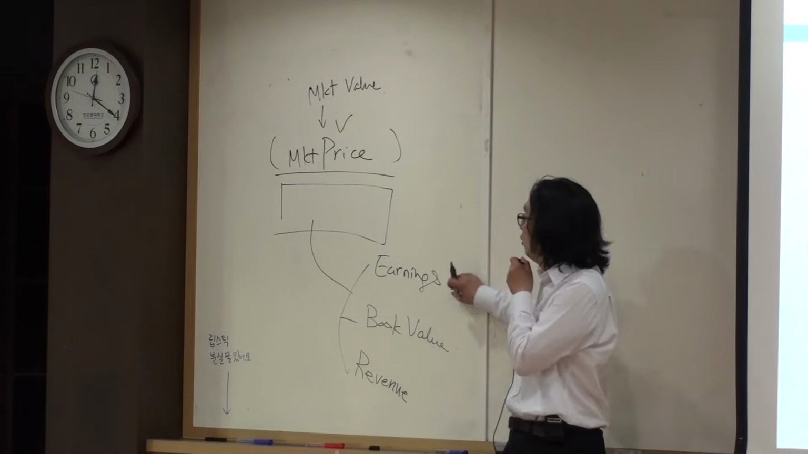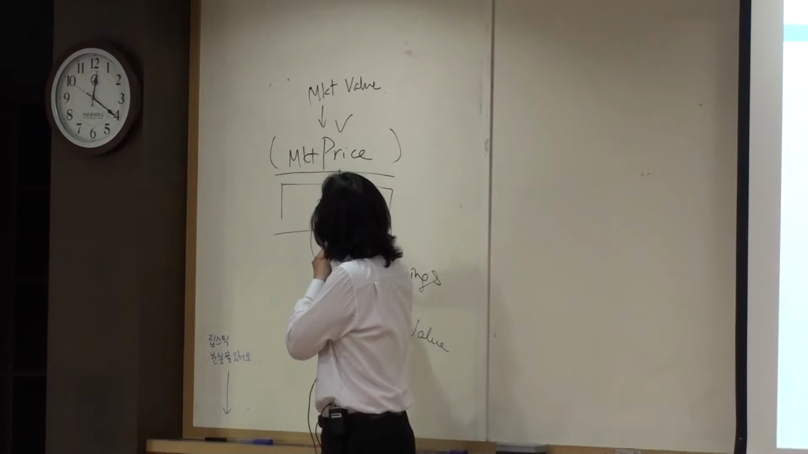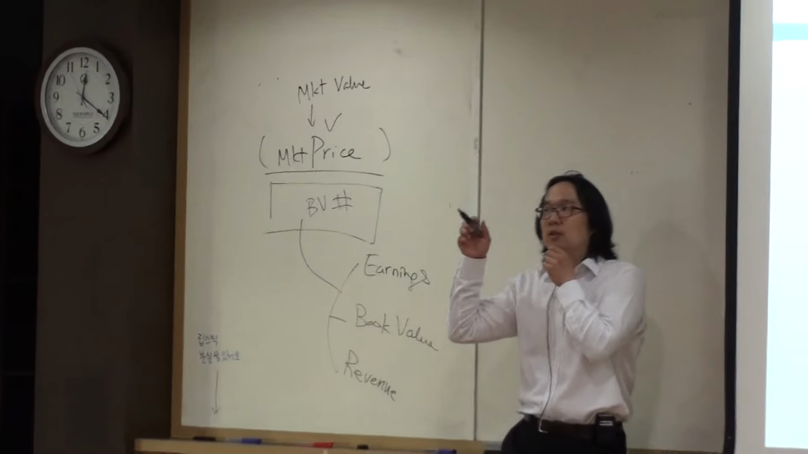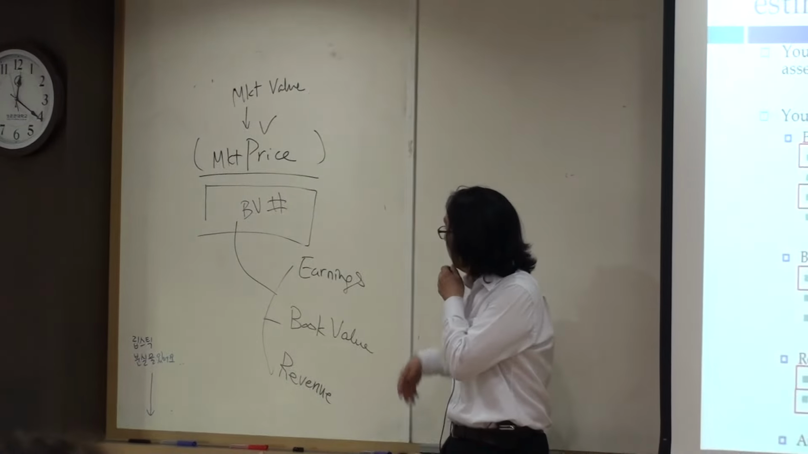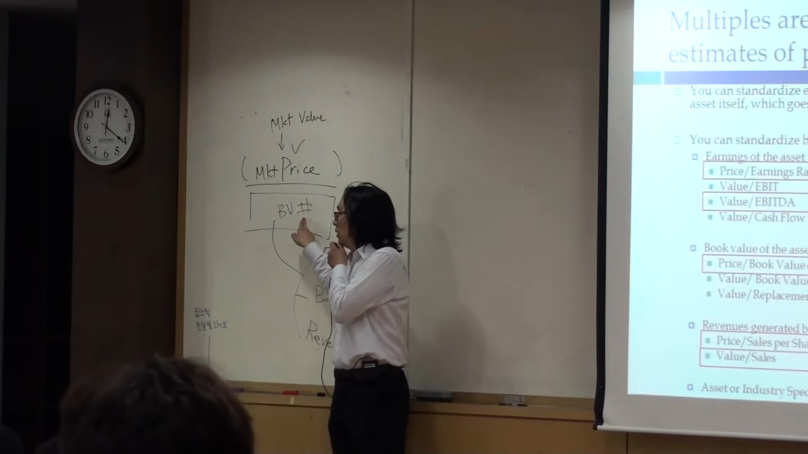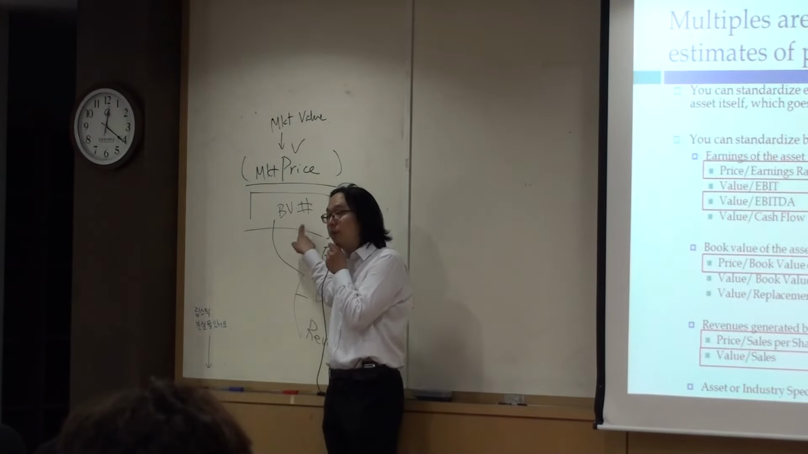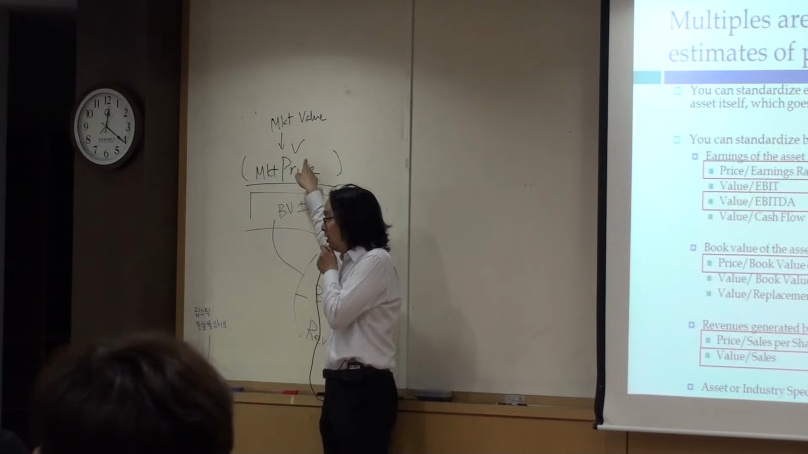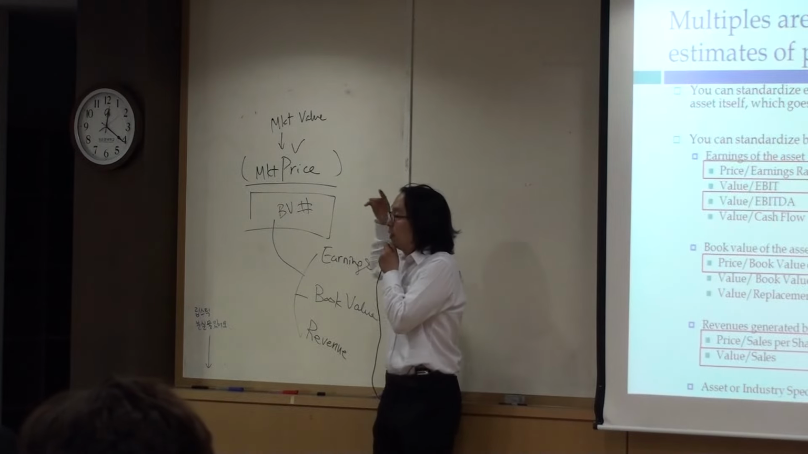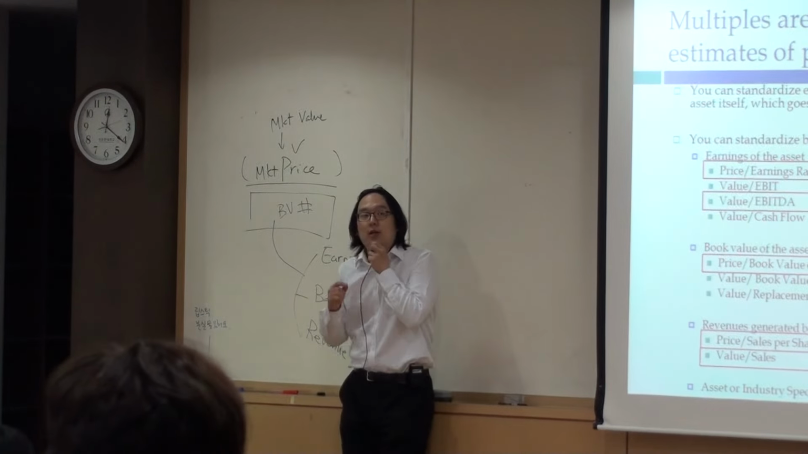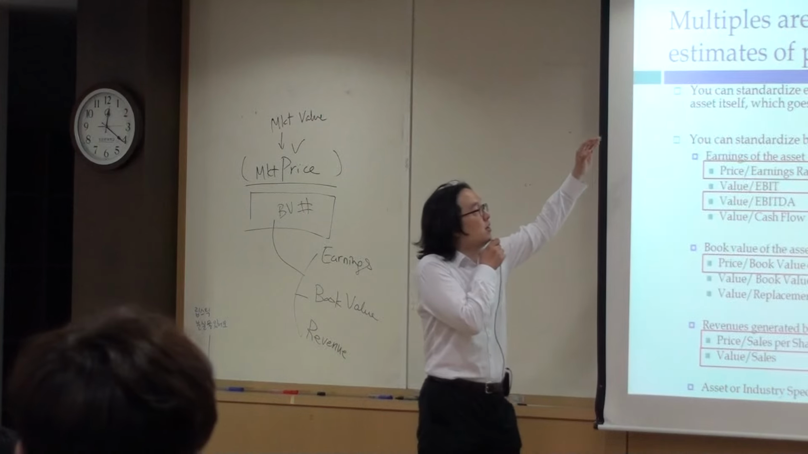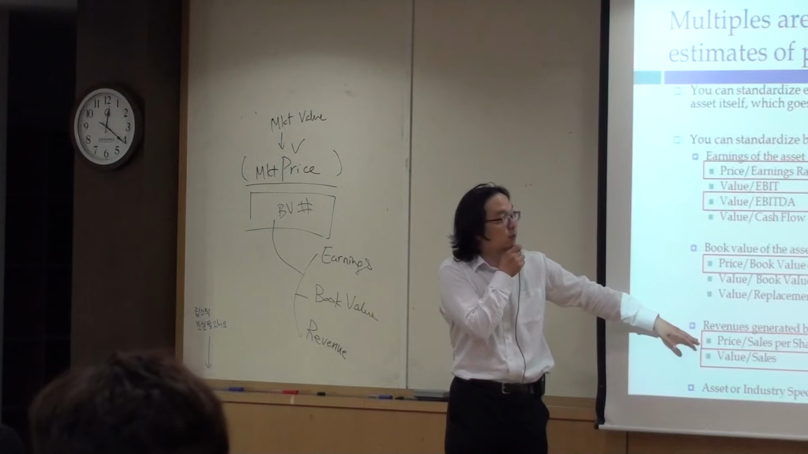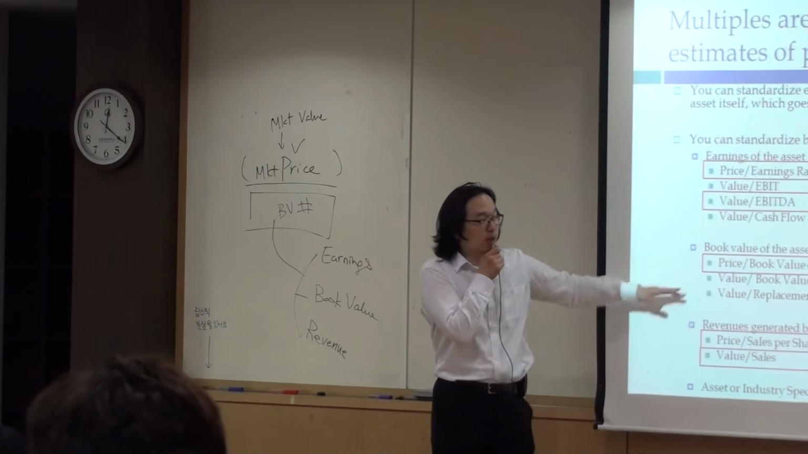Some book value based numbers as a standardizer or denominator. So for a given dollar of book value based number, how much are the investors willing to pay in the market? That's the idea of relative valuation. So 3 categories: earnings-based multiples, book value-based multiples, and revenue-based multiples. We're going to learn about it one by one.